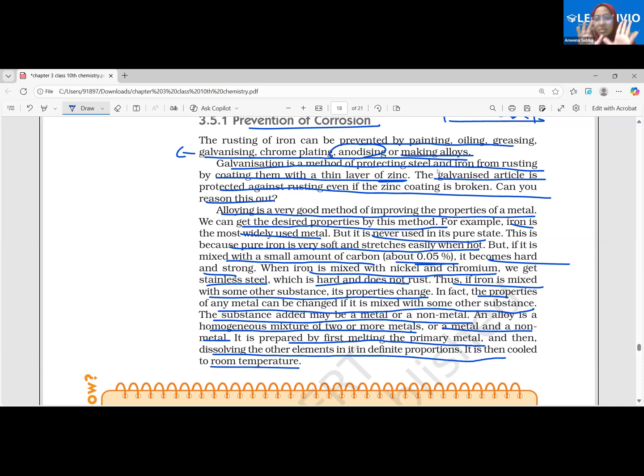What is the method of preparation of an alloy? Let's suppose I have to make an alloy of iron. My iron is the primary metal, right? So what will we do? We will melt iron. Then we have melted iron. We can add the required proportion of carbon to this. Once we have got the mixture, we can solidify it or cool it to room temperature. So then it becomes solid. Yes, ma'am, that's it.